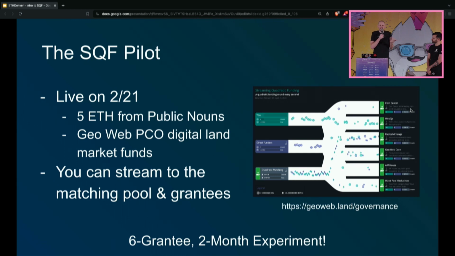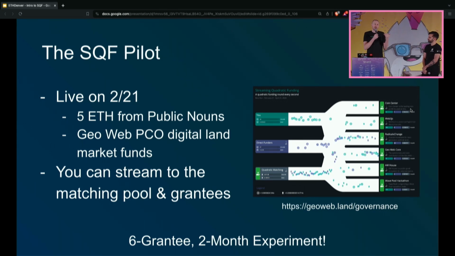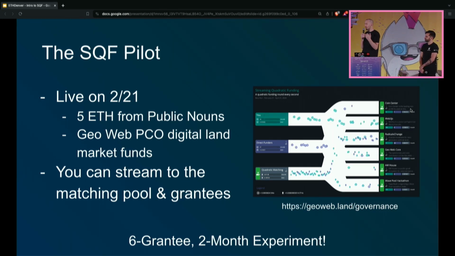And that just didn't feel right. We always wanted to keep pushing towards this idea of composable mechanisms and getting this funding out into the world so it can make an impact. We're a small public goods project. The only way we're going to be able to compete is by being more nimble, and making better decisions. So that's what streaming quadratic funding does for us.